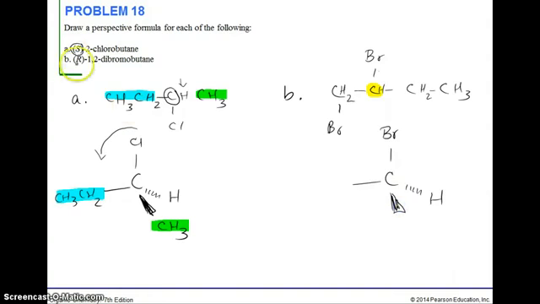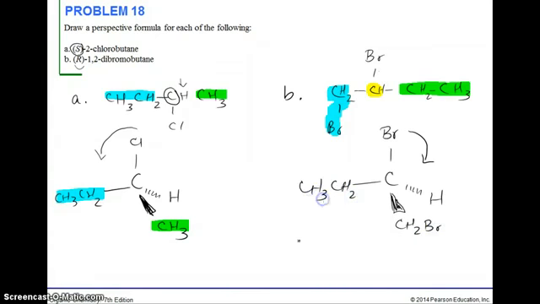Now, because this is an R conformation, I know I need to turn this way and put my number 2 priority on the wedge. And in this case, my number 2 priority is going to be this side, and my number 3 priority is going to be the ethyl. Like that.